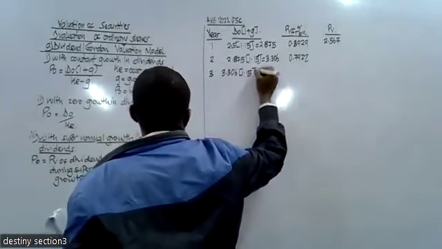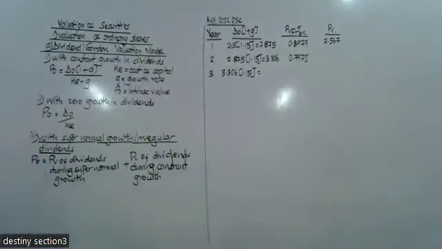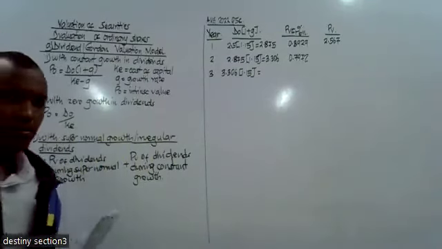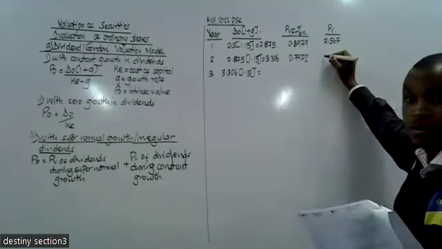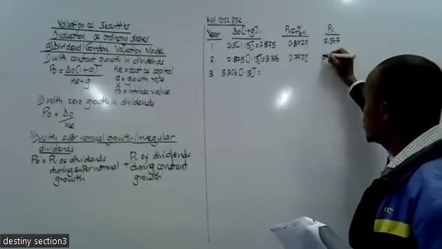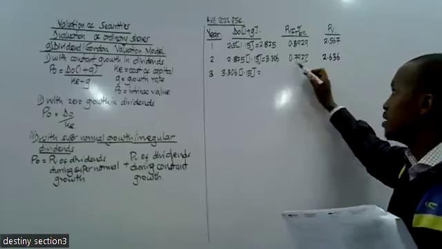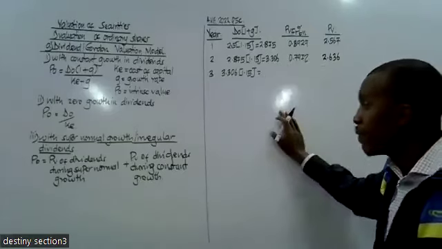It was growing at 15% for the first 3 years, yes? How much is the present value? 2.636. You've taken the dividend of 3.306 times your present value interest factor, and you apply the growth rate at the end of the year.